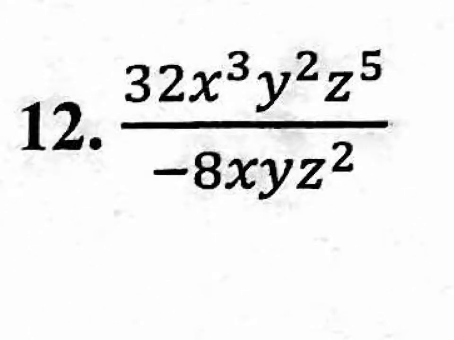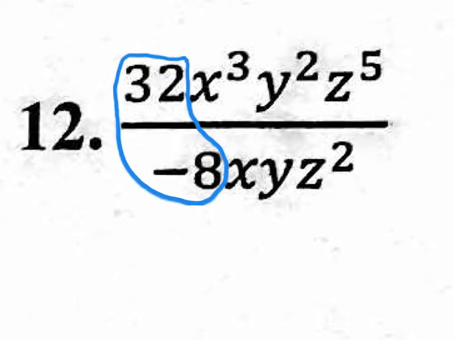Again, what I like to do is look at the coefficients first. So on number 12, I like to look at the 32 and realize that it's being divided by -8. So I could do it this way. 32 divided by -8, the answer is -4. And where does that -4 belong? Does it belong on the top or on the bottom? It belongs on the top. So I already know my answers are going to have a -4 up there instead of 32.